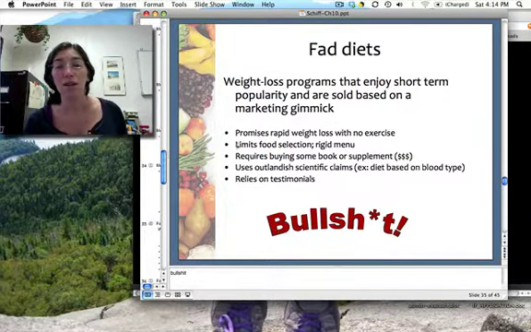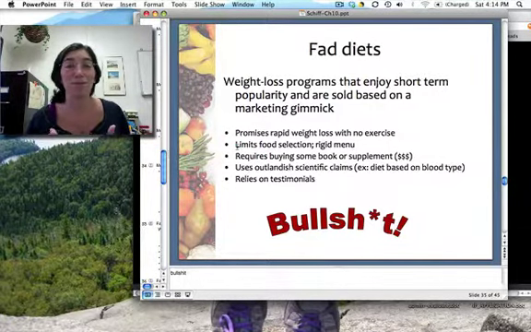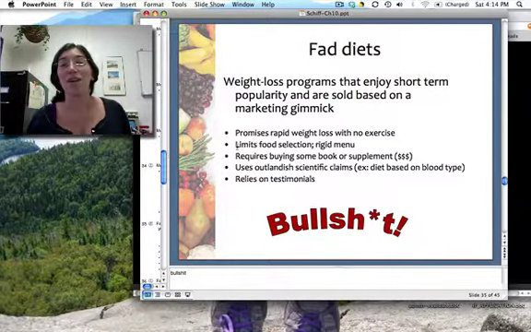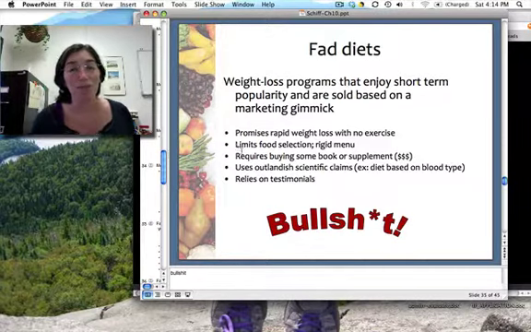Number 2, fad diets often require you to severely restrict your food. There's a very rigid menu, or there are whole food groups that you're not supposed to eat. So it really limits your food selection.